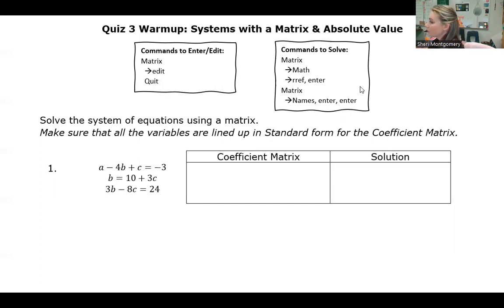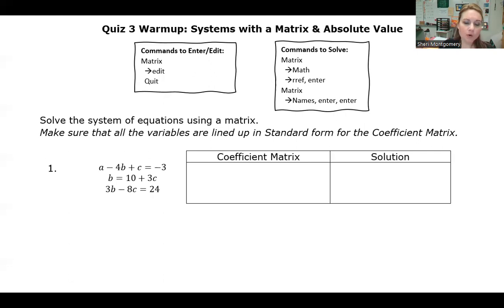So we are going to go through this problem together. On your quiz, it will have a similar format where you're given a system of equations. You need to write it as a coefficient matrix. What does the coefficient matrix look like? Just the numbers, and it has to be set up in columns.